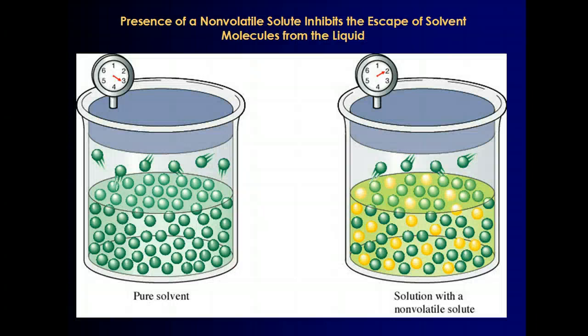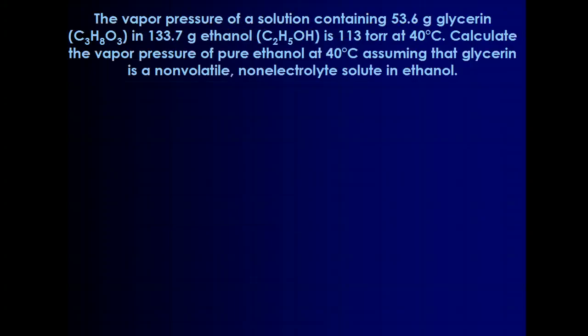And so here's a picture to help you see that. There's your pure solvent on the left, and we see that it's at a pressure of 3 atmospheres. And now that you have a non-volatile solute, the one in yellow, you see that fewer molecules are reaching the surface because they're being stopped by the non-volatile solute, and the pressure has dropped from 3 to 2. And I'm assuming that's atmospheres. So we're going to do one example with this.